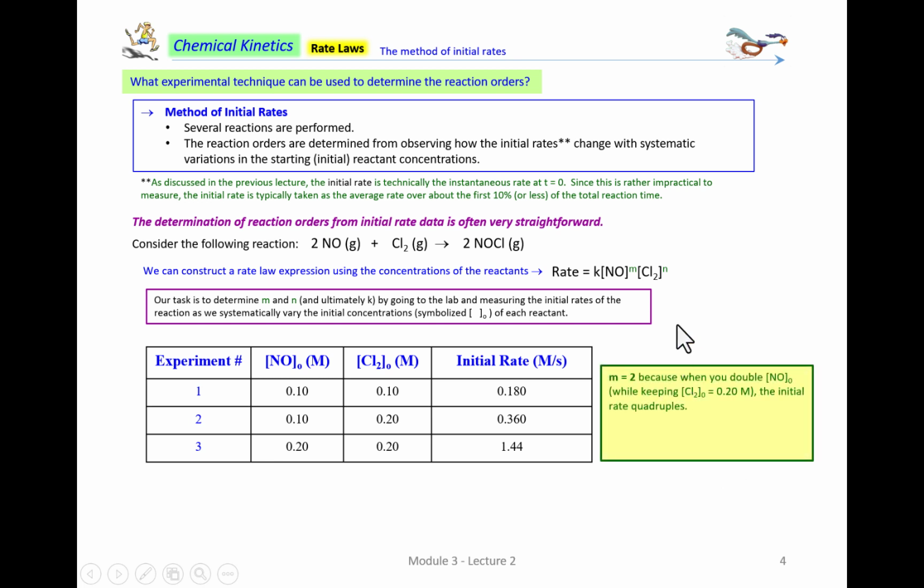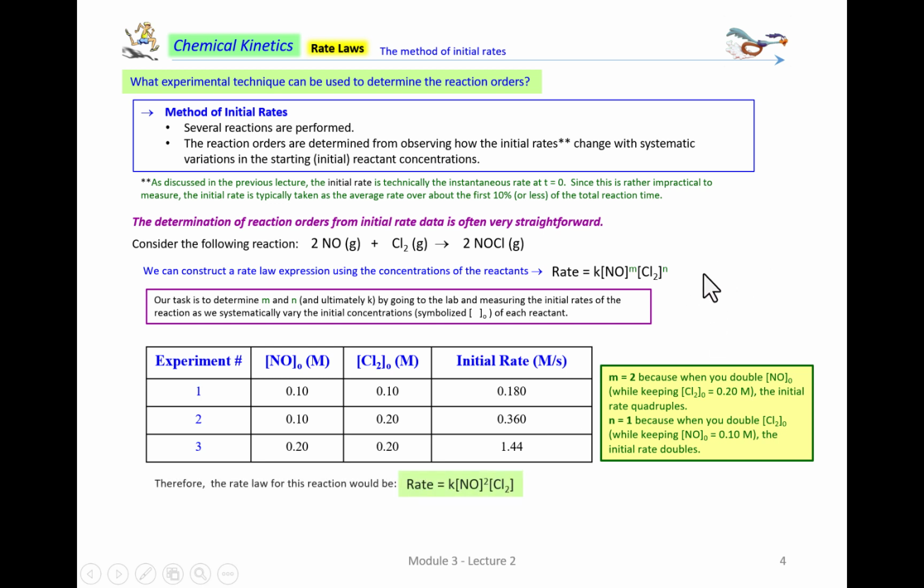Basically, the coefficient m is going to be 2, because again, when you double the NO concentration from 0.1 to 0.2, while keeping the chlorine constant, the initial rate quadruples, which means there's a squared dependence on NO. And n will turn out to be 1, because when you double the chlorine concentration while keeping NO constant, the rate doubles, which means that this power here must be 1.